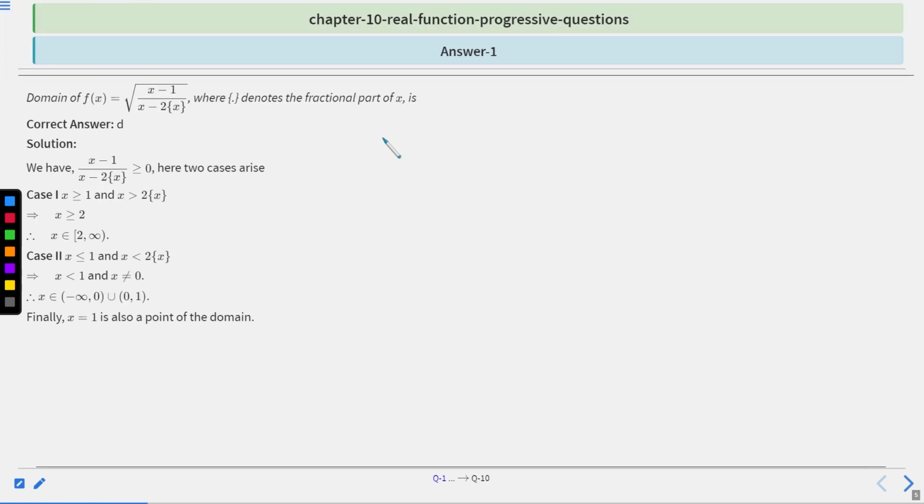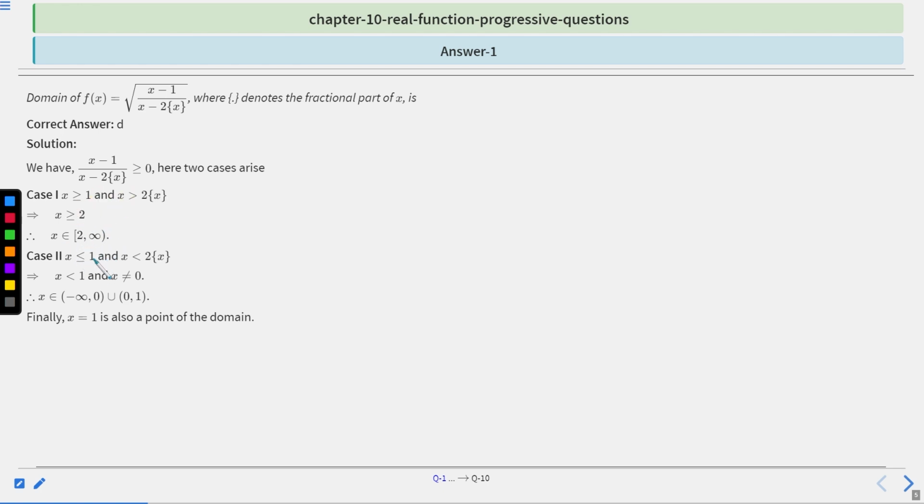Okay, let's move to the solution part. We have (x minus 1) upon (x minus 2 times the fractional part of x) greater than or equal to 0. Here two cases arise, right? Case 1 is when x is greater than or equal to 1 and x is greater than 2 times the fractional part of x. So the combination of these two gives x greater than or equal to 2, right? Therefore x belongs to [2, infinity).